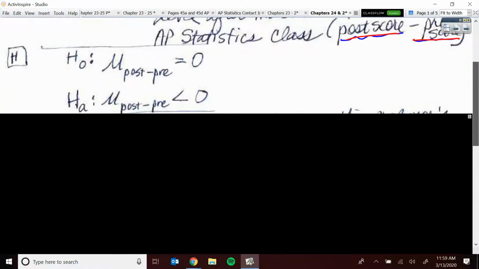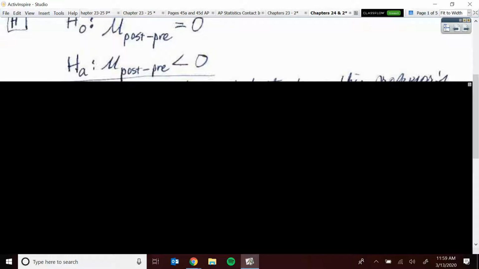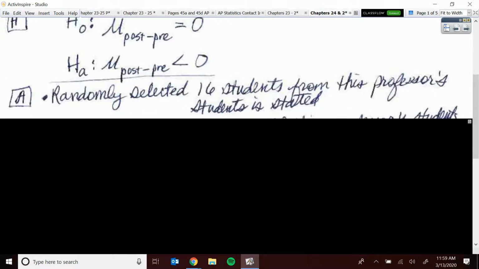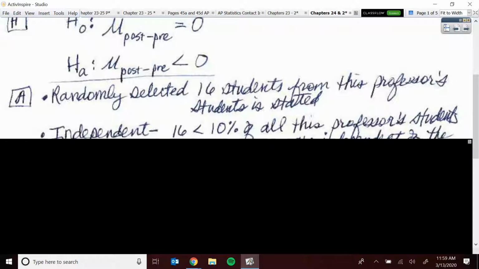Okay, so our conditions and assumptions are about one group of subjects, that group of 16 students. It is stated that they were randomly selected, 16 students from this professor's students. Independent: n is less than 10% of the population, so 16 is less than 10% of all this professor's students. Now, what is that extra special independence that we have for two means and matched pairs?